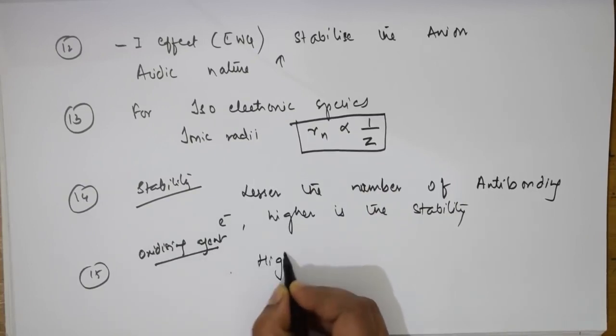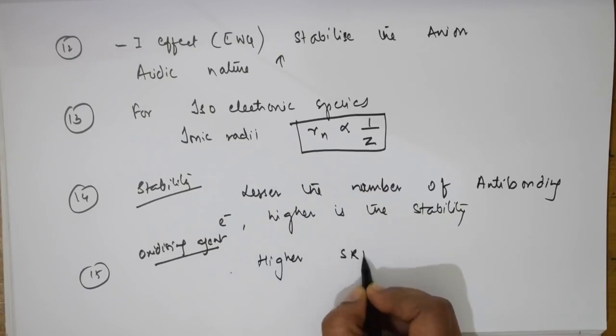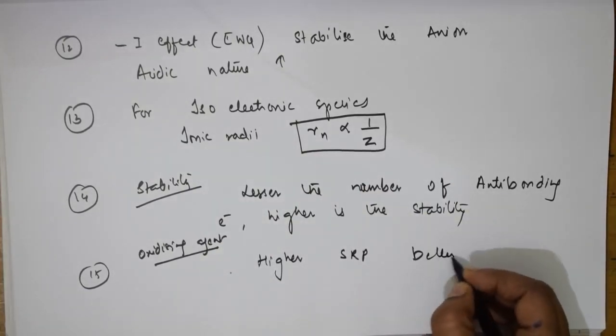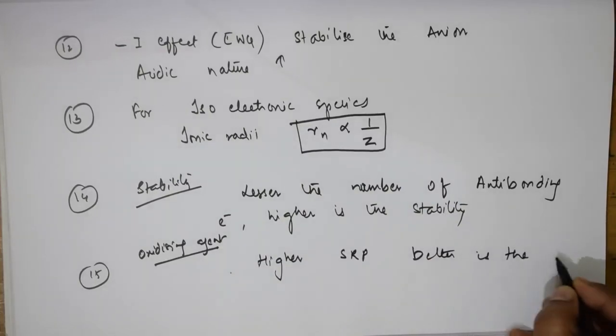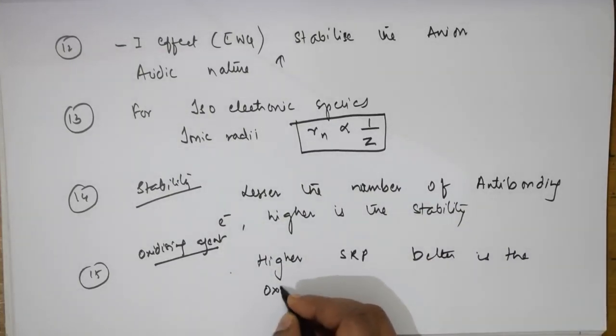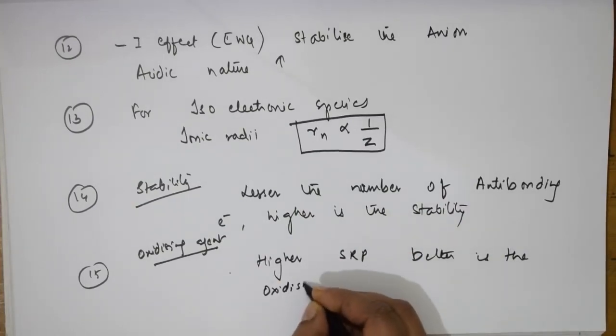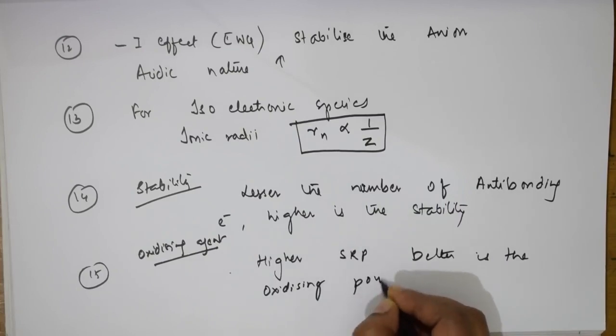How is that? Higher the SRP, standard reduction potential, better is the oxidizing agent. If the SRP is higher, better is the oxidizing power, or oxidizing agent, oxidizing power.